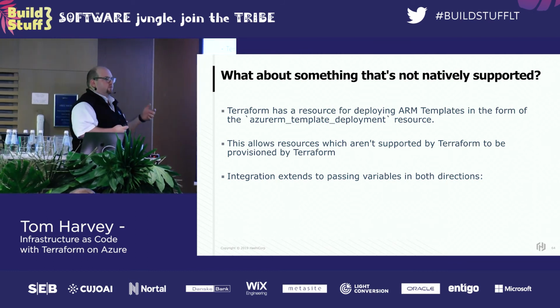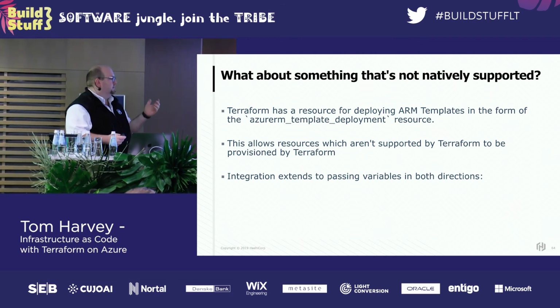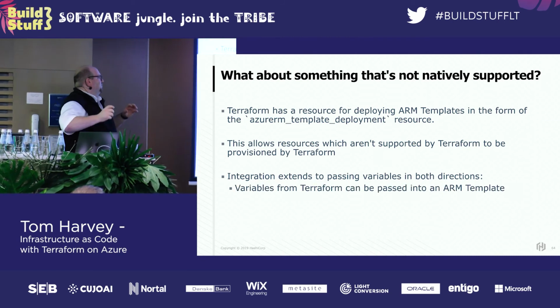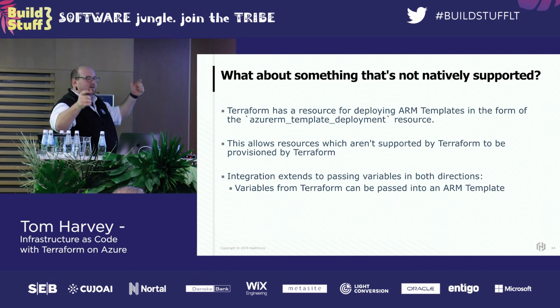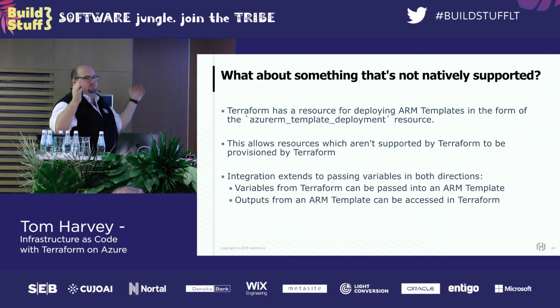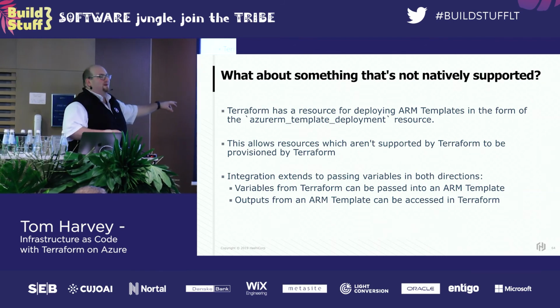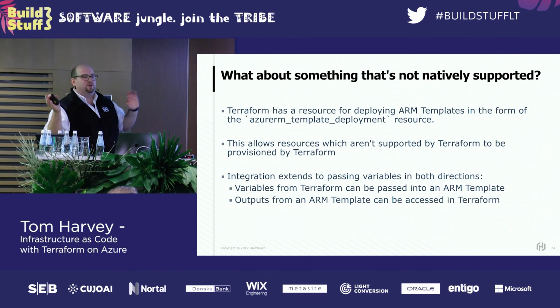So you want to create a resource group in Terraform, like native Terraform, and then create, I don't know, a blockchain thing. In an ARM template, you can do that, and you can pass the name of the resource group into the ARM template, and then get the blockchain, Bitcoin, I don't know, out of the ARM template, and then use that in something else. Sorry, I'm not up to date with blockchain lingo.